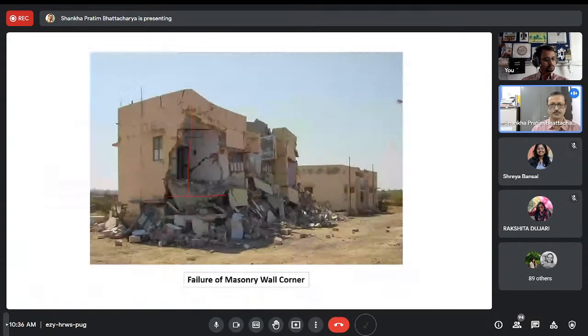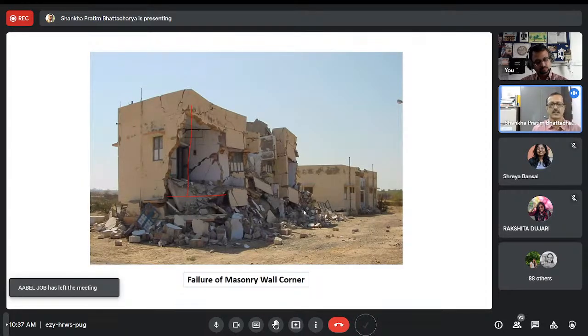That is number one. You see the damage at the corners because it is not playing properly. You have to make it work in such a way that all four walls act as very good friends, and they can share the load among each other.